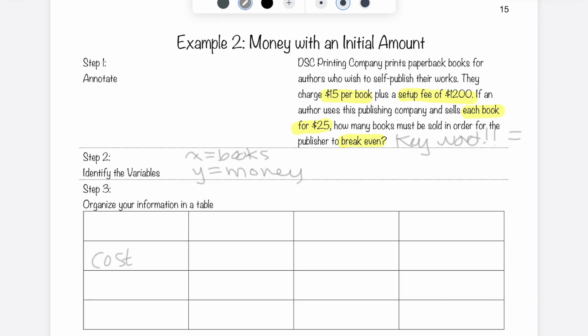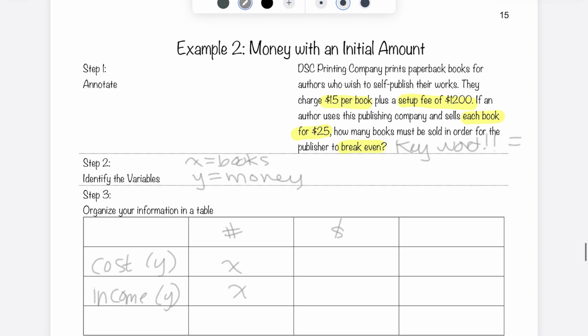So we're going to have our cost, because we're talking about that break even, it implies cost and income. Both of those are Y, because both of those are money. Then we're going to have number. So number of things would be X. It's just per book. I don't know how much is per book. Money here. So the cost is $15 per book. The income is $25 per book.